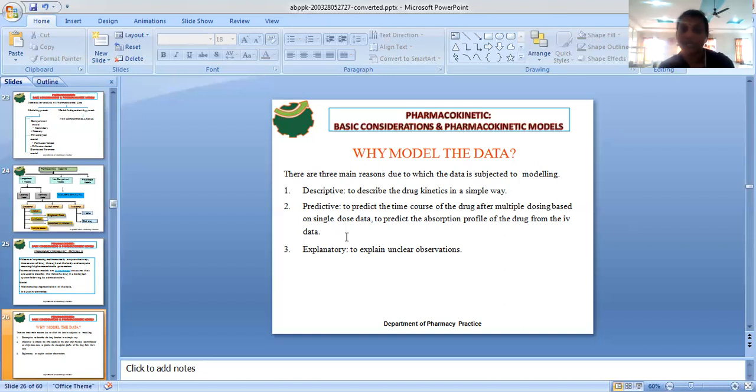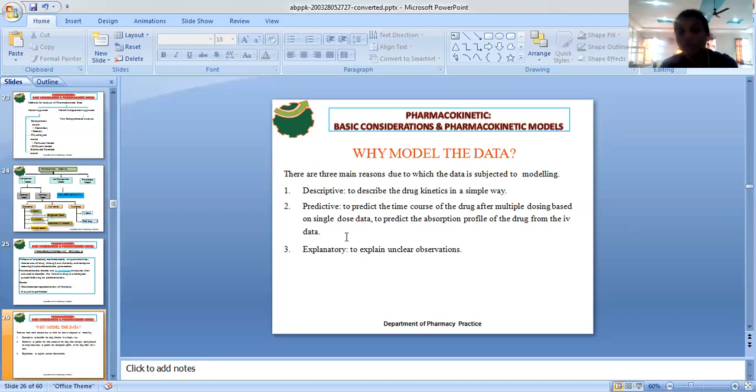Here, in a simple way, you can easily determine the pharmacokinetic parameters or the time course of the drug behavior in our body by using the single dose data. On the basis of this single dose data, you can easily predict the time course of the drug if it is administered in multiple dosing form, and also predict the absorption profile of the drug from the intravenous data. Because of a few disadvantages, most drugs are administered by the most promising type of administration, the oral dose.